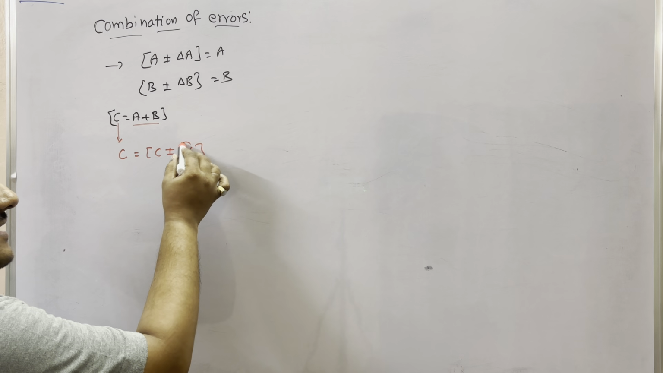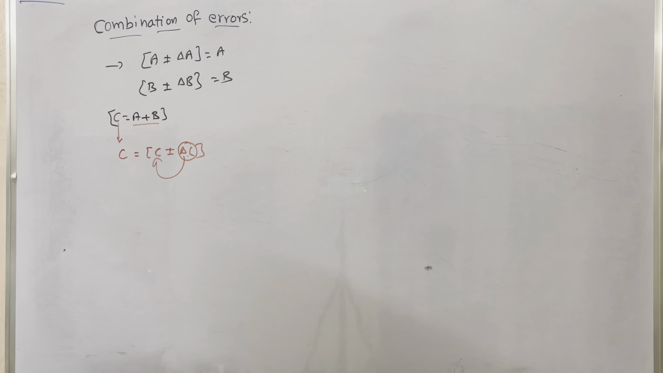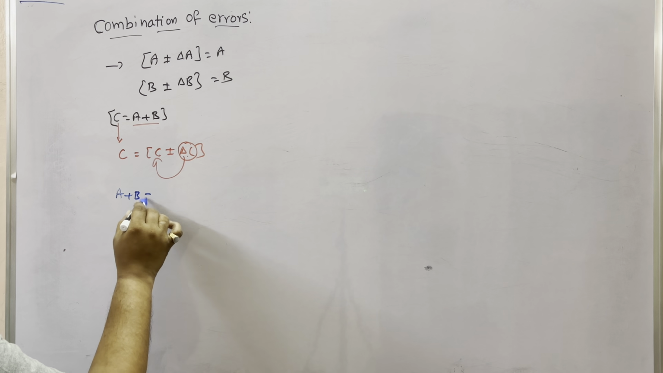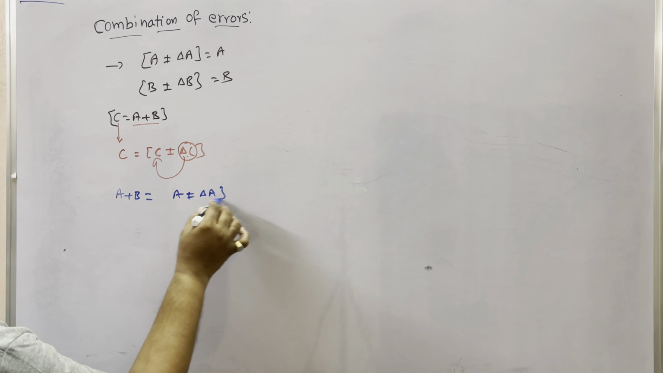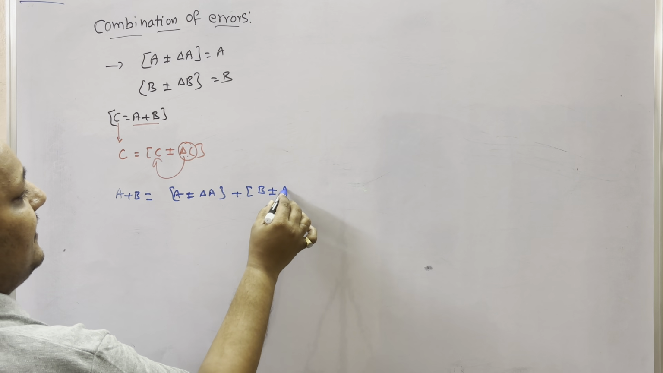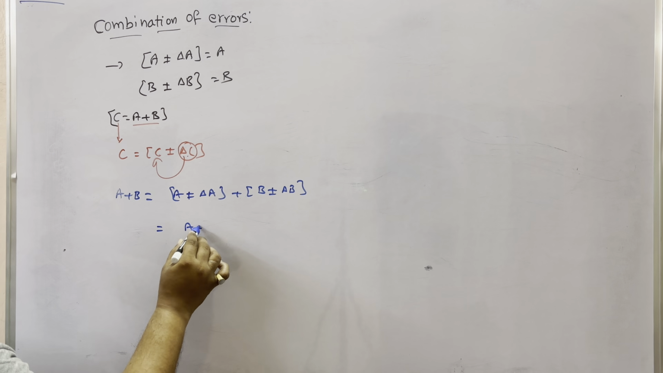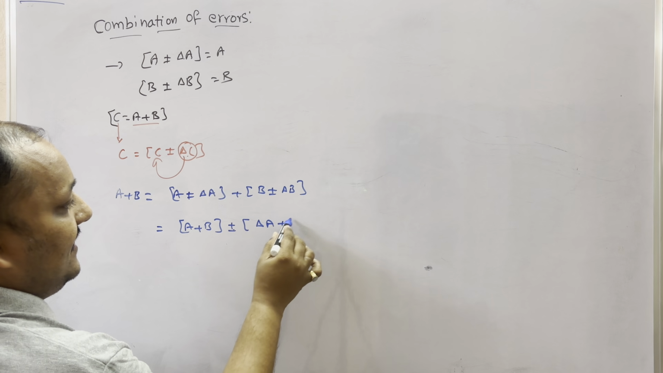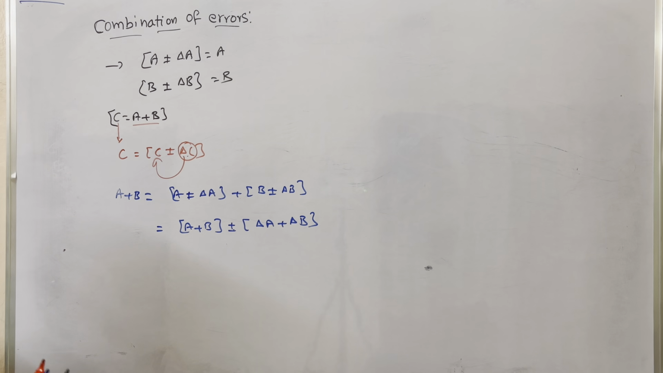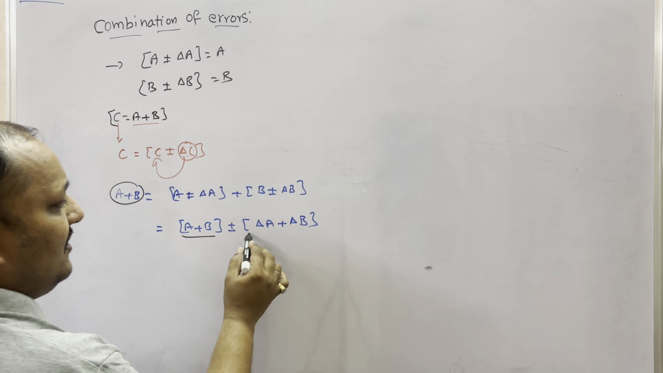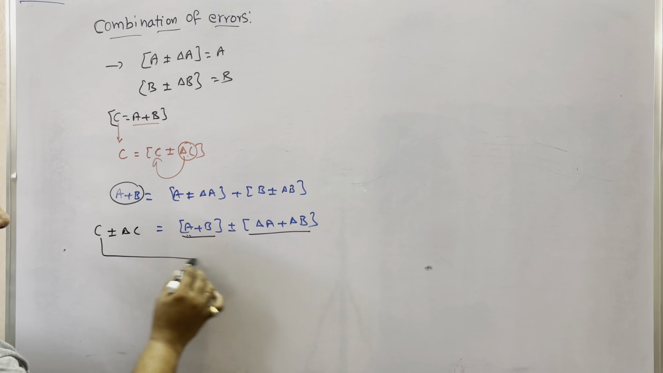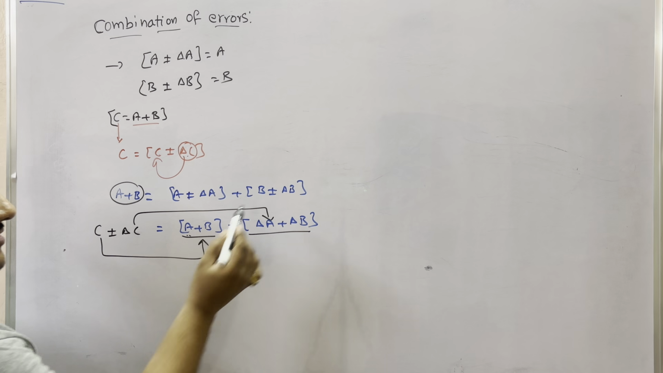Now what is the absolute error in C? Directly we will add these two: A plus or minus delta A, plus B plus or minus delta B. So finally we will write it like this: A plus B plus or minus delta A plus delta B. So this is addition of two measurements with respect to errors. Now this final one is C plus or minus delta C. C is going to be A plus B, and delta C is going to be this.